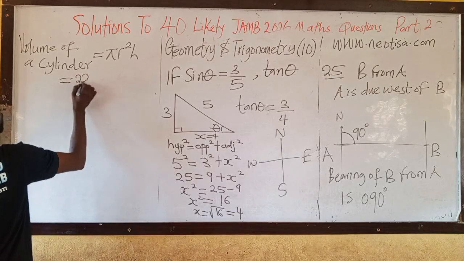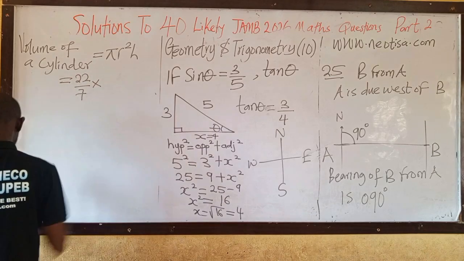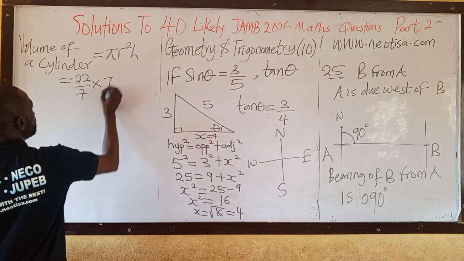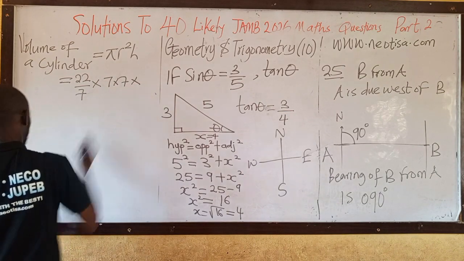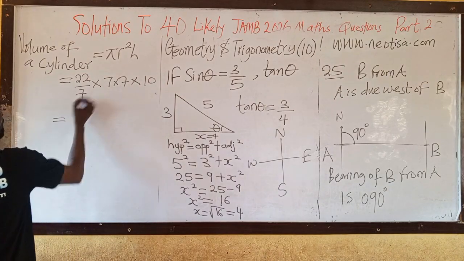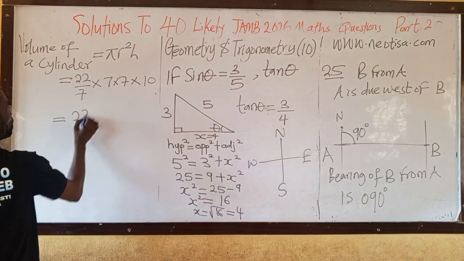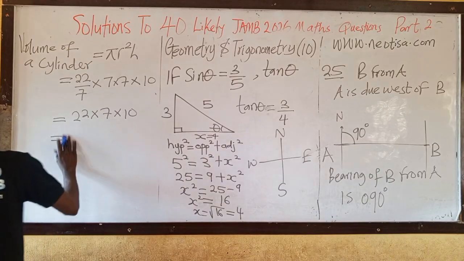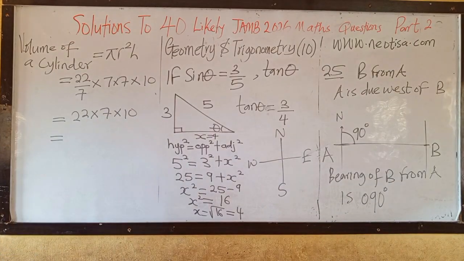Our pi is 22 over 7. Our radius in the question is 7. So we have 7 times 7, times the height, which is given as 10. So 7 cancels, and we have 22 times 7 times 10. When we multiply everything, we have 1540 cm cubed.